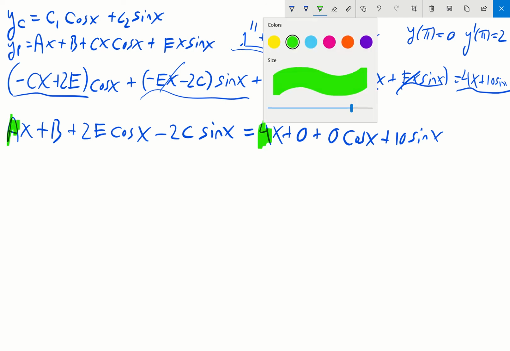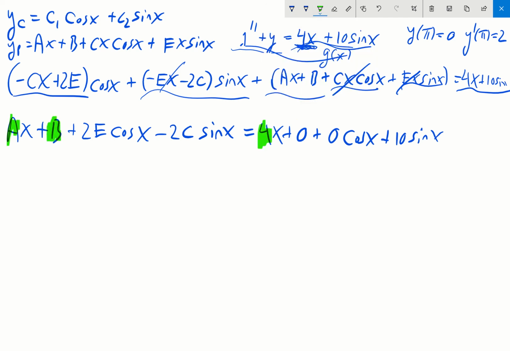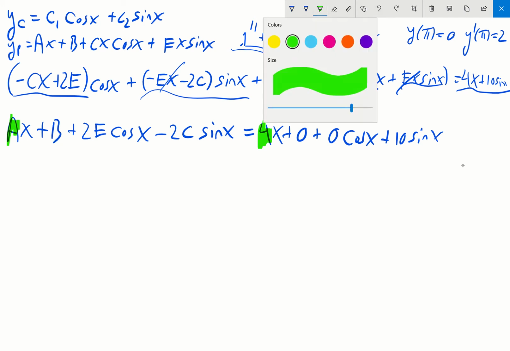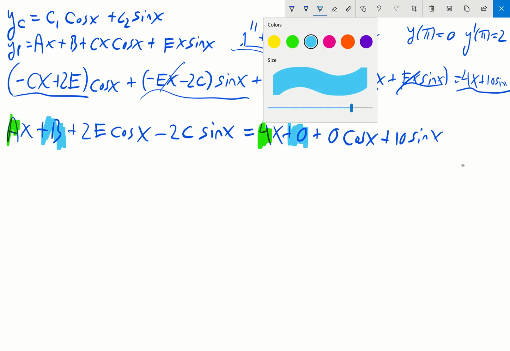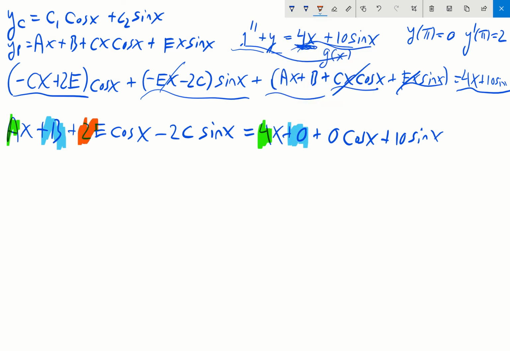So the x terms have to be equal to each other in coefficient. The constant terms have to be equal in coefficient. The cosine of x terms have to be equal in coefficient. And the sine of x terms. It's kind of hard to read that one. Purple's not so great for this. There we are. And the sine of x coefficients have to match up. So this produces the following system of equations. A has to be equal to 4. B has to be equal to 0.